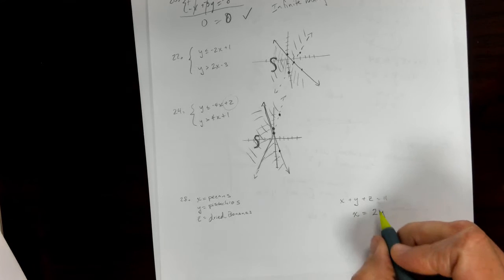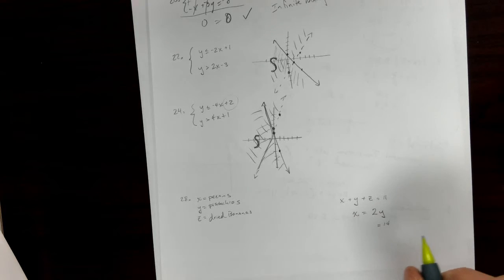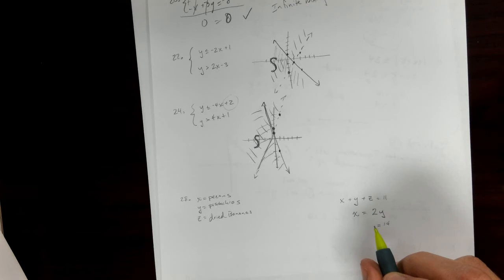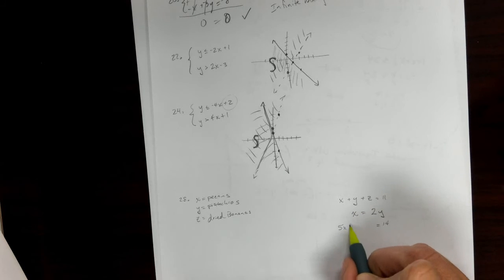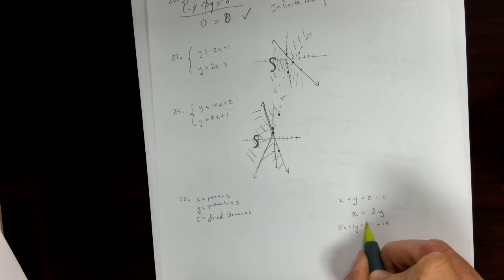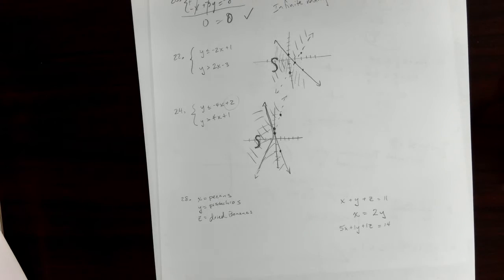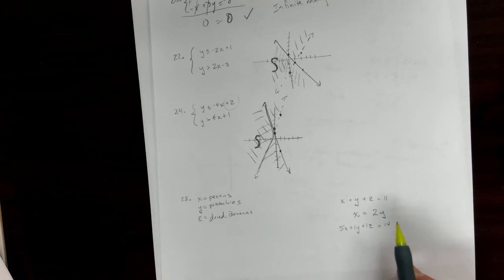Okay, now my third equation needs to be equal to 14. We have 5x plus 1y plus 1z is equal to $14. Okay, 5x plus 1y plus 1z equals $14. So now we have our system of equations.